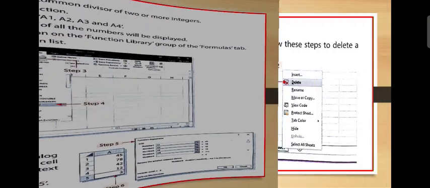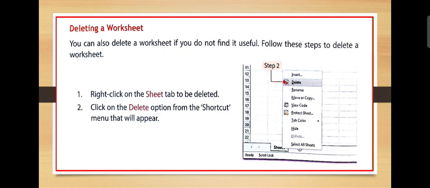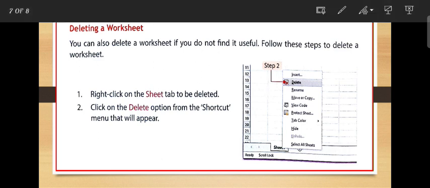Next is deleting a worksheet. You can delete a worksheet if you do not find it useful. You need to follow two simple steps. First, right click on the sheet tab to be deleted. This is sheet number 1. Right click on sheet 1, and you will see a menu appear. Then click on the delete option. After clicking the delete option, the worksheet will be deleted.